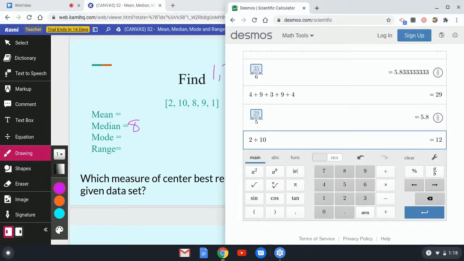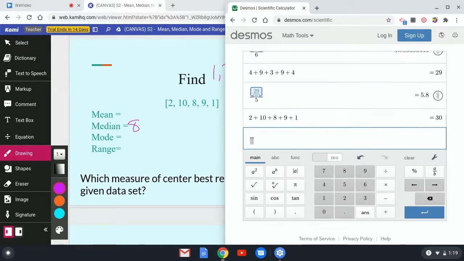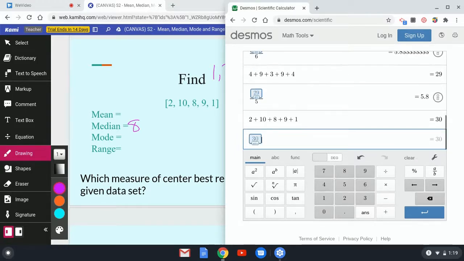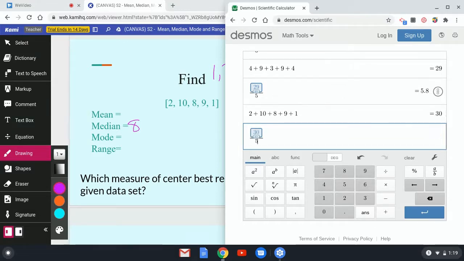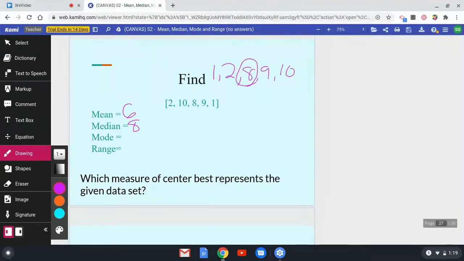2 plus 10 plus 8 plus 9 plus 1 equals 30. I have 5 numbers in my data set, so I have to divide by 5. So we get the answer of 6. You add and divide for the mean.